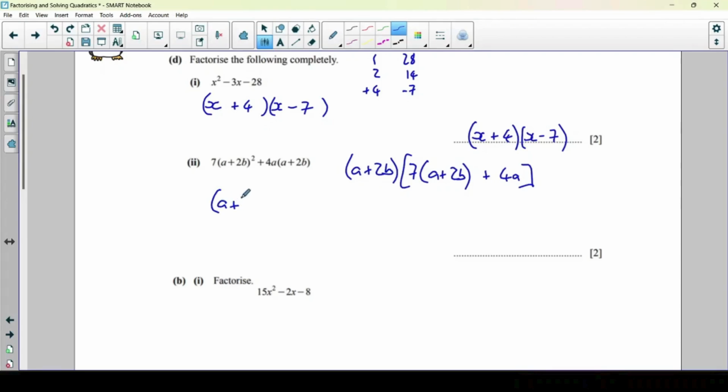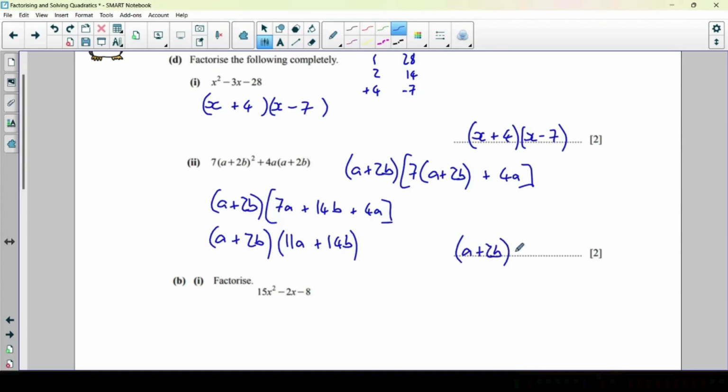So I'm going to leave the little a plus 2b out in front, and inside the square bracket I get 7a plus 14b plus 4a. Let's simplify the square bracket now. 7a plus 4a is 11a, and then plus 14b. And there we've got that nice and simplified, looking as neat as it can be. I can't factorise anything else out of this bracket. So the answer we're wanting is a plus 2b, 11a plus 14b.